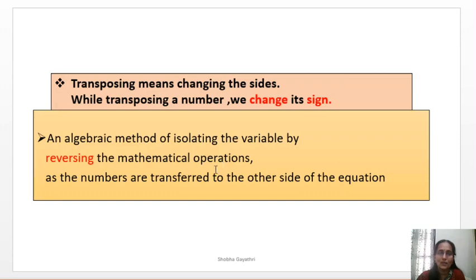So let me conclude the algebraic method. Why do we have to use the transposing method? It is to isolate the variable. When we isolate the variable on one side of the equation, whatever we get on the right side of the equation is the value of the variable. How will we transpose? By reversing the mathematical operations. When we transpose the terms, the mathematical operations are reversed, and the numbers are transferred to the other side of the equation.